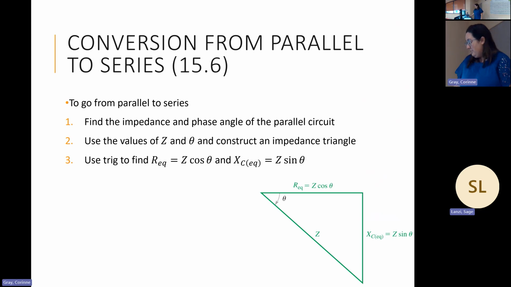So you'll use the values of Z and theta to construct what is referred to as the impedance triangle, which is what we have here. You have Z, and we can find the real and imaginary components using sine and cosine. Basically, it's saying convert it into the rectangular form. So this step here is convert to rectangular.